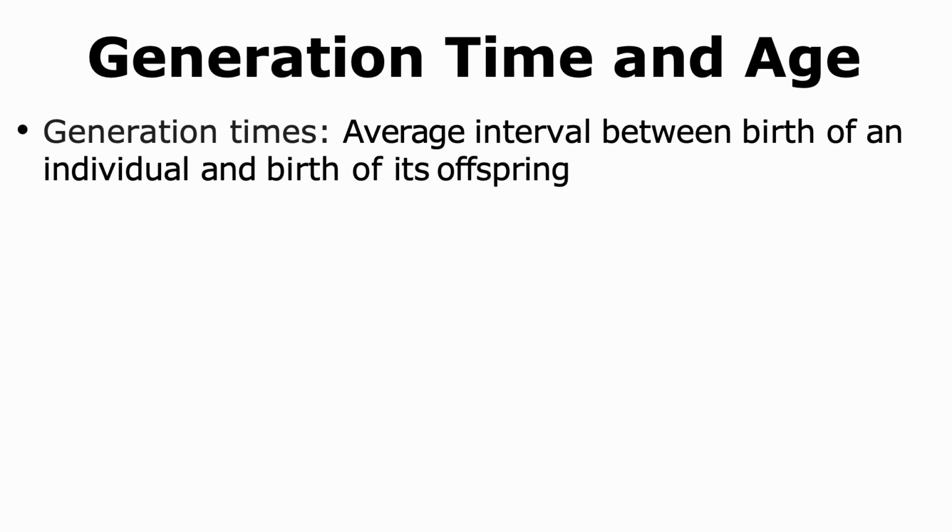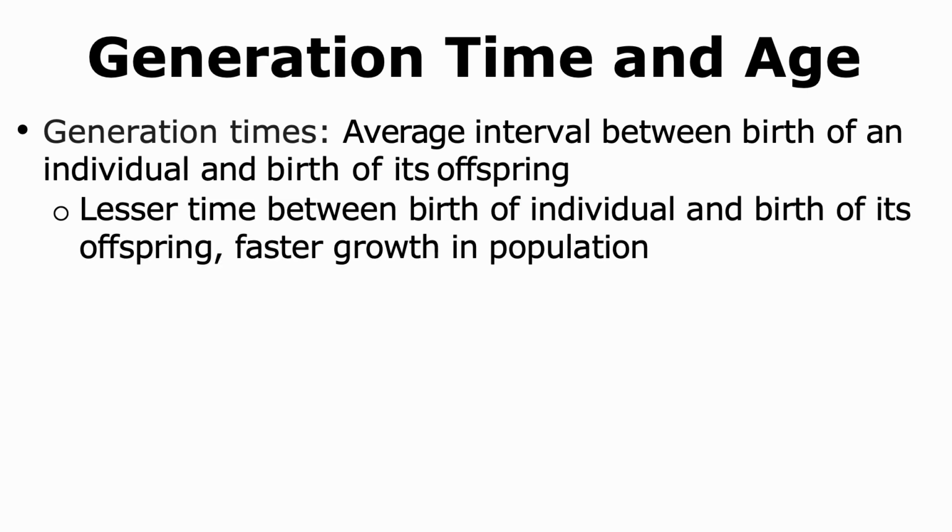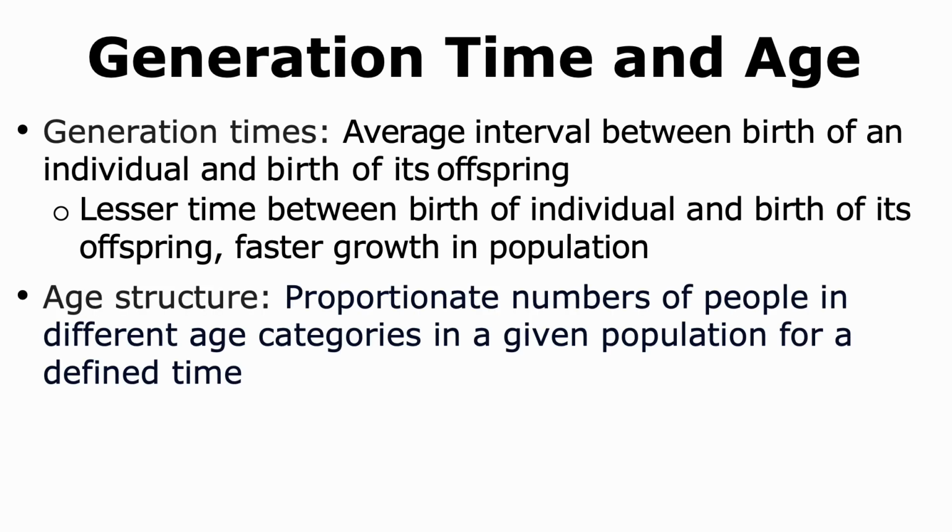Generation time is the average interval between the birth of an individual and the birth of its offspring. The lesser the time between the birth of the individual and the birth of its offspring, the faster the growth in the population. That is why we can see that some populations grow much more rapidly in size than other populations. Age structure also plays an important role in population growth.